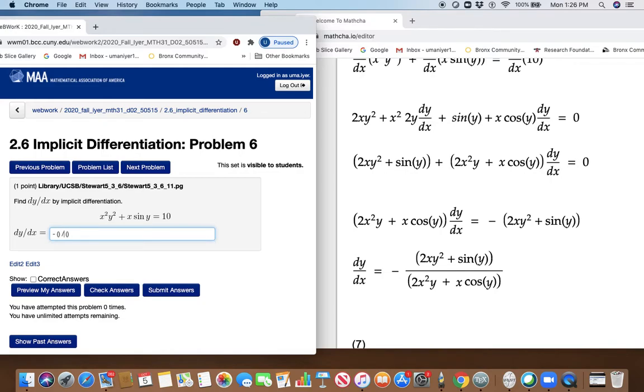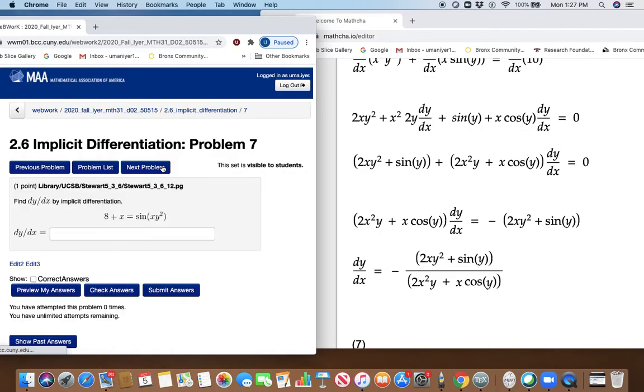Now we fill in each of these. Numerator: 2xy to the power 2 plus sine of y. Denominator: 2x to the power 2y plus x cosine y. And make sure there's a negative outside.